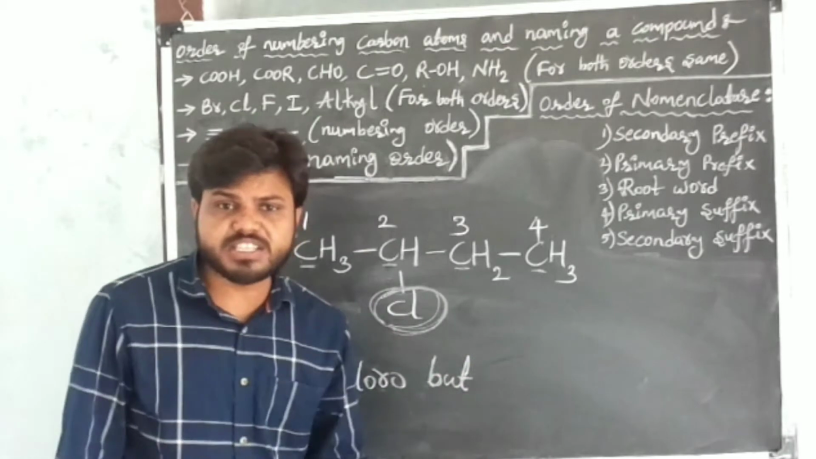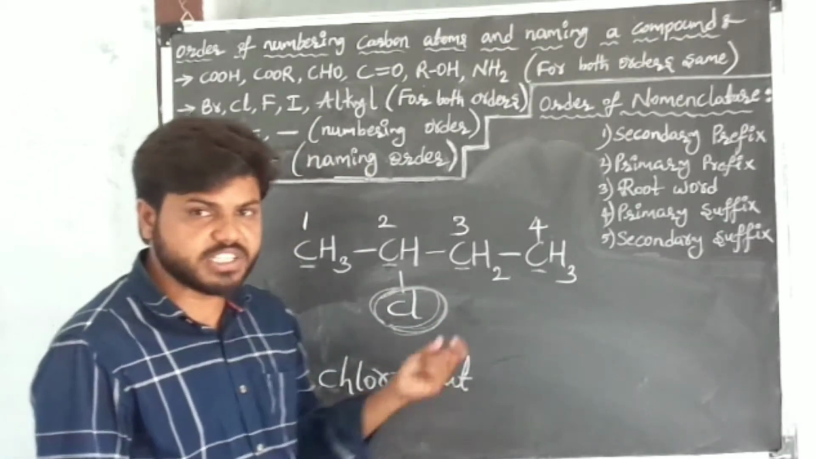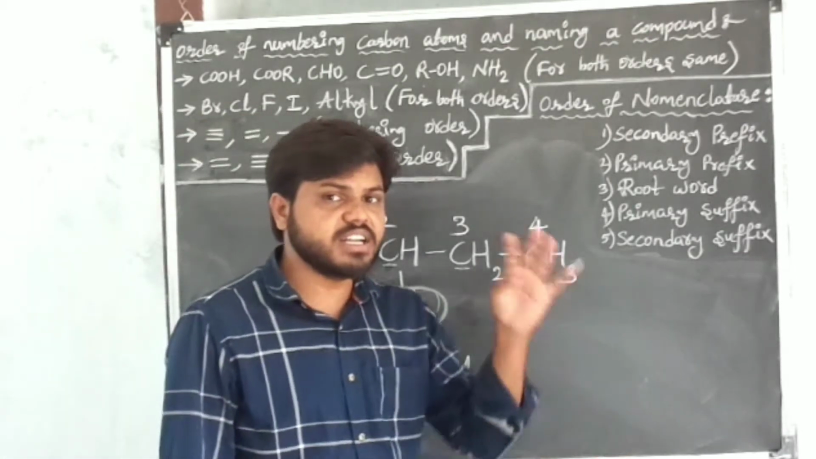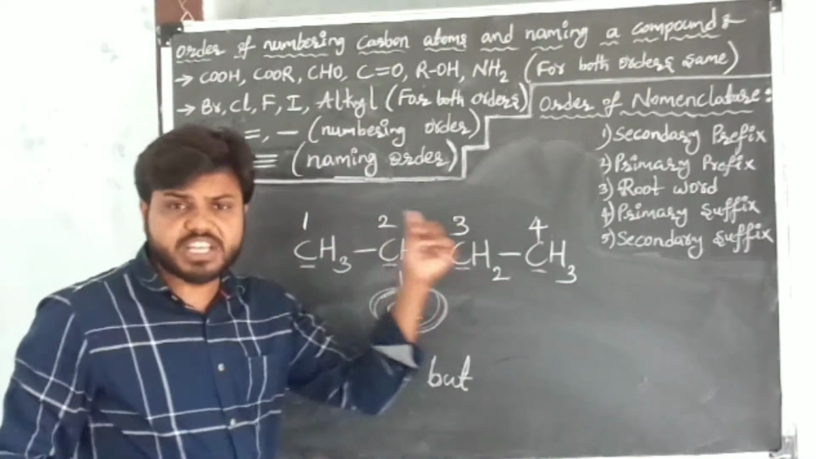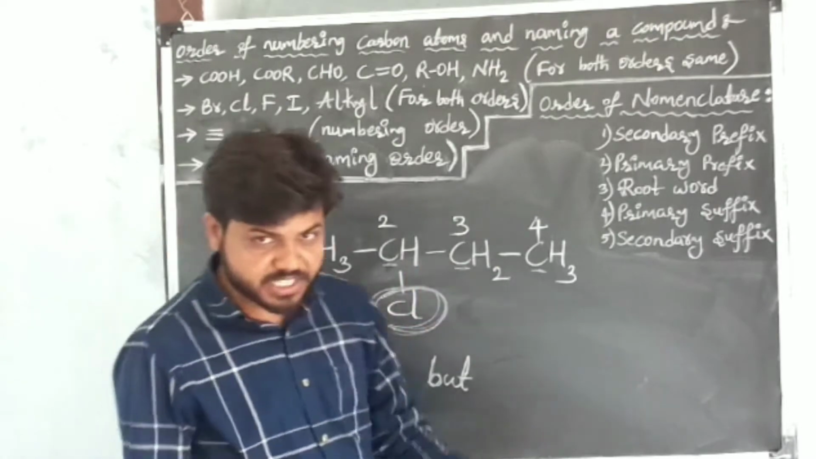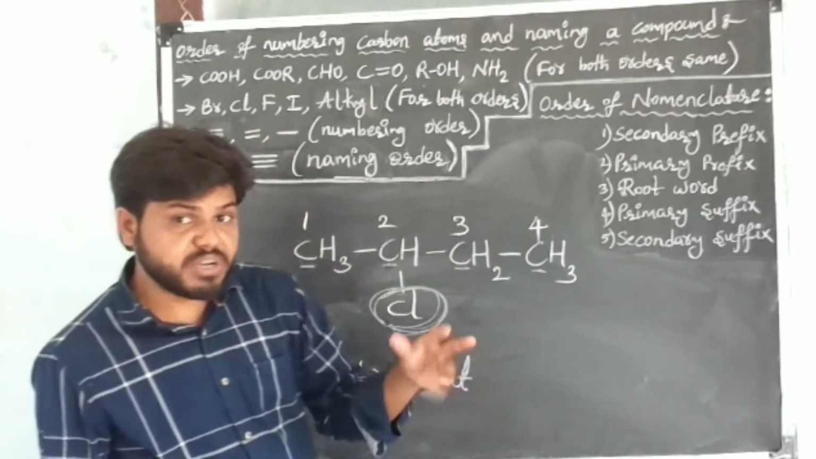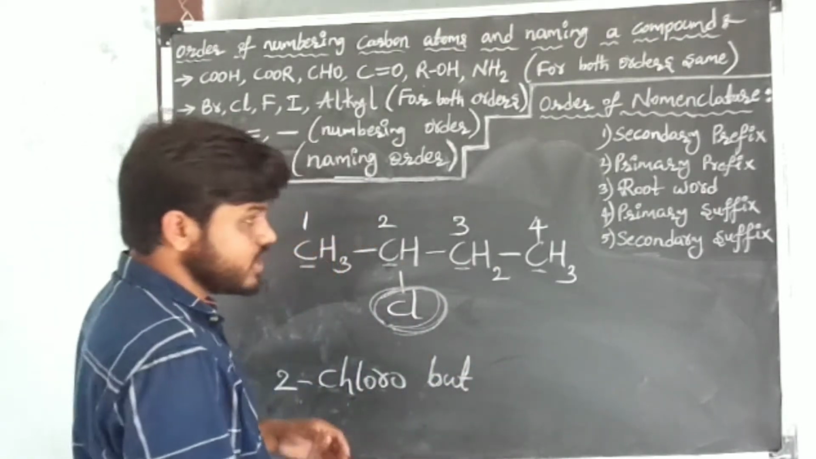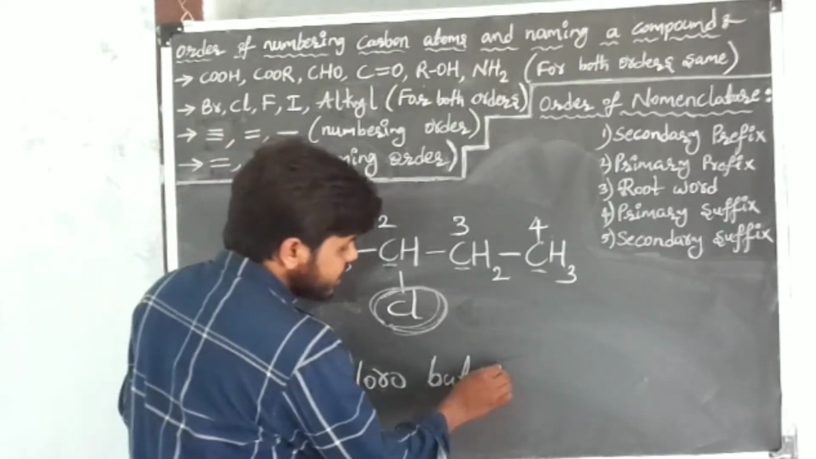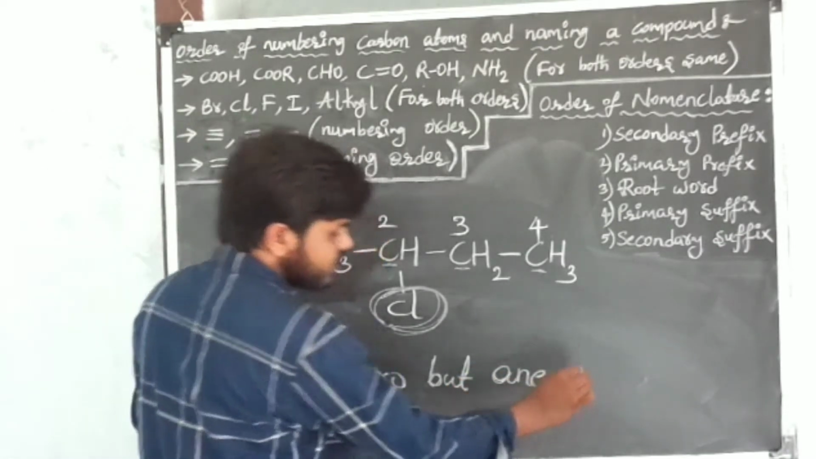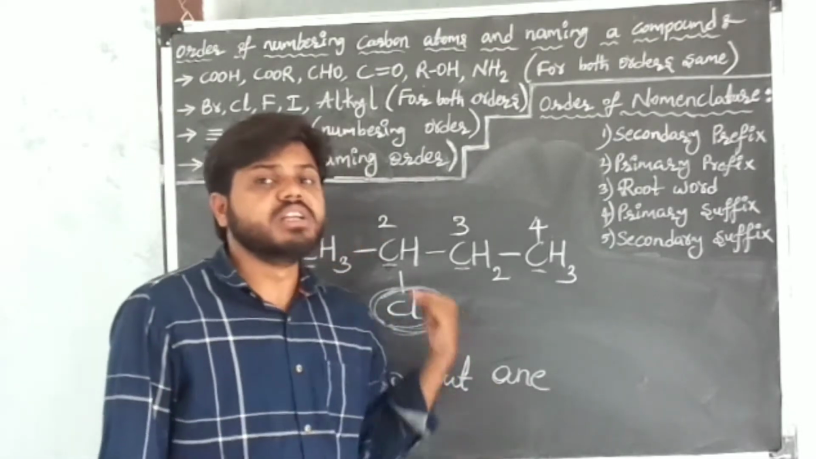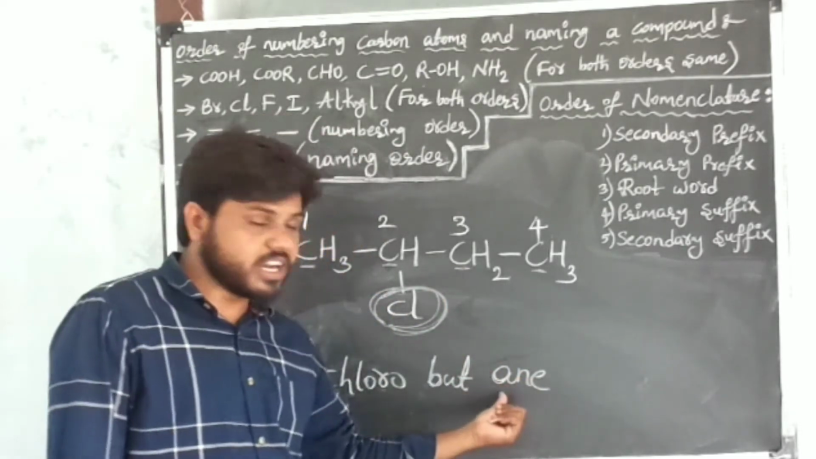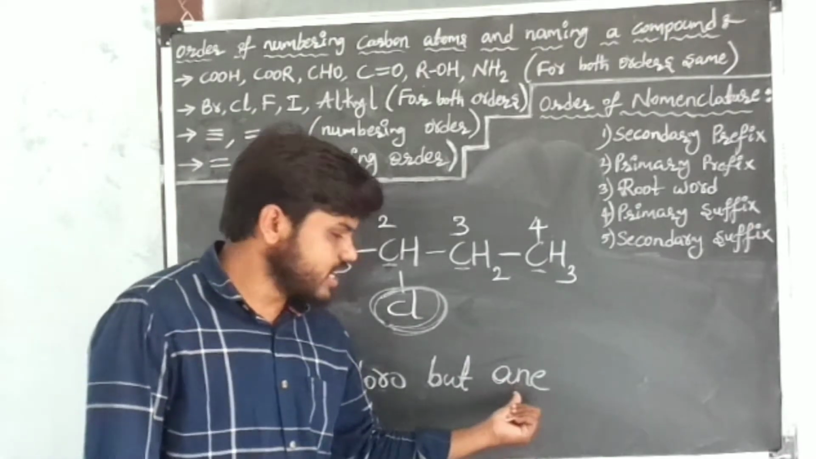Primary suffixes are single bonds, double bonds, and triple bonds. Between every 2 atoms in the given carbon compound, single bonds are present. That's why the suffix of a single bond, which is ane, is written here.